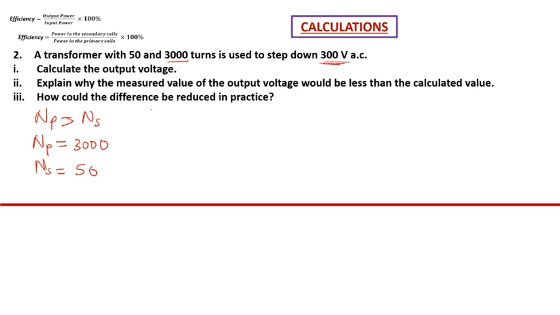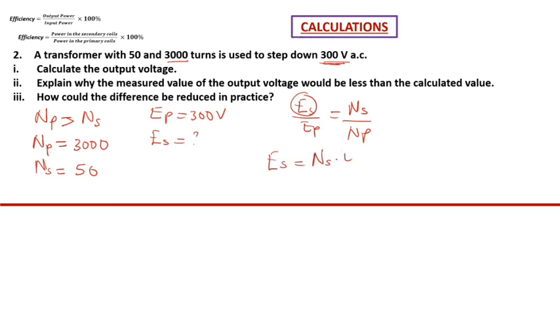So the primary EMF will be 300 volts. So we have to calculate the secondary EMF, which is stepped down. So we're going to use the formula ES all over EP is equal to NS all over NP. So from here we have to look for ES. So we are going to make ES the subject of the formula. So ES would be equal to NS times EP divided by NP.